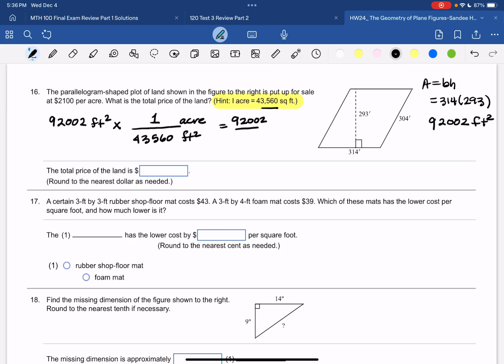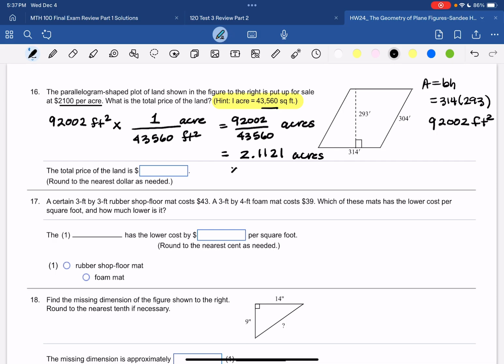So I've got 92,002 over 43,560 acres. Okay, and then whatever I get, I have to multiply by 2,100, because it's $2,100 per acre. So 92,002 divided by 43,560 is 2.1121 acres.